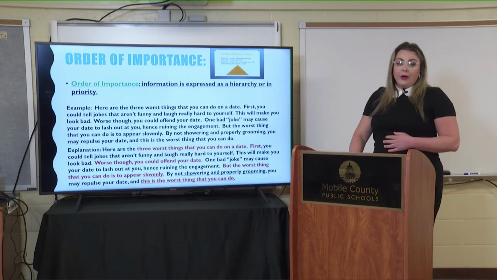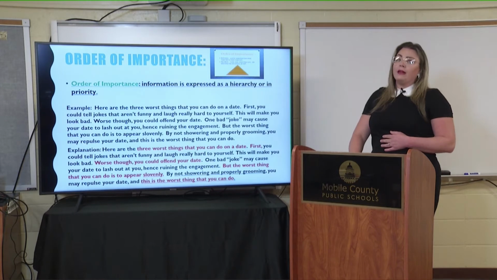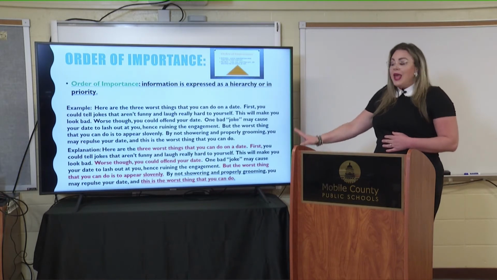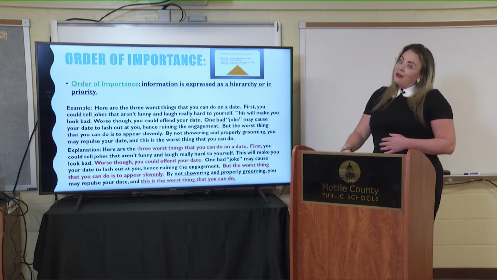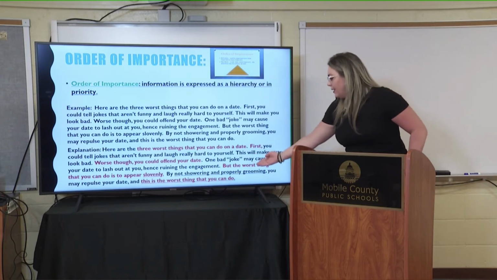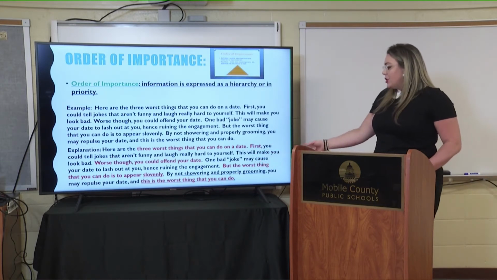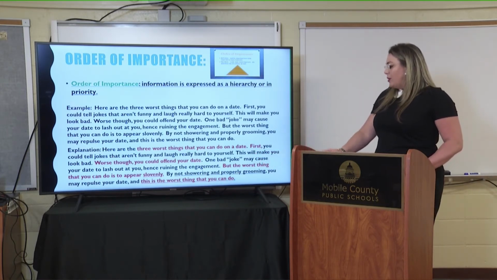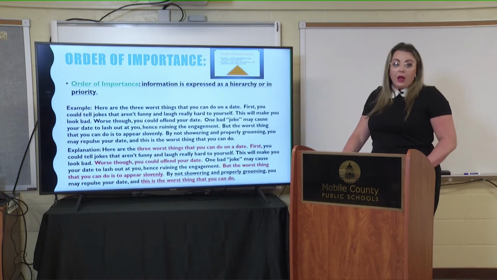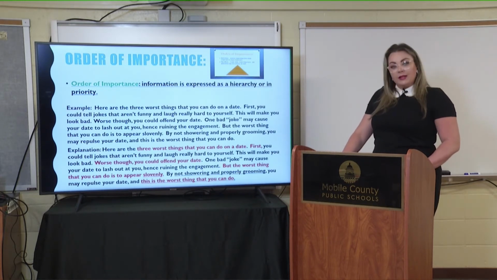Now, I know my kids in my classroom would probably not know what slovenly is and have a question about that. But let's look at this text. It gives us a context clue definition. What is slovenly? If you notice, I underlined it in the passage. It says slovenly is basically not showering and properly grooming. So it's to have a sloppy appearance.